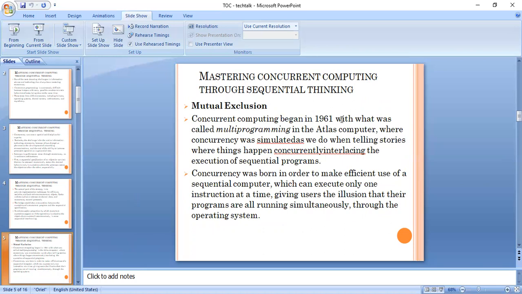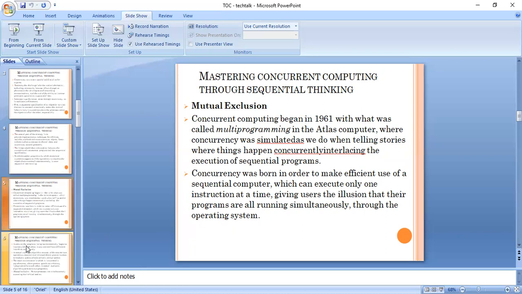Concurrent computing began in 1961 with what was called multiprogramming in the Atlas computer, where concurrency was simulated, like telling stories where things happen concurrently, by interlacing the execution of sequential programs. Concurrency was born in order to make efficient use of a sequential computer, which can execute only one instruction at a time, giving users the illusion that their programs are all running simultaneously through the operating system.